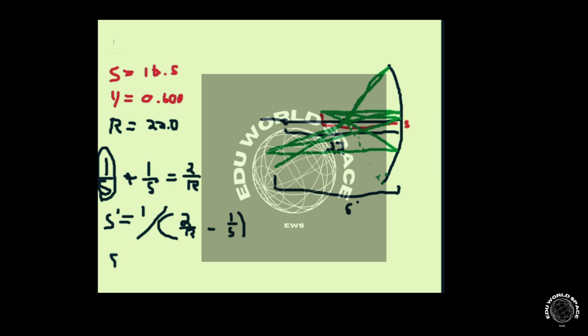Now we can plug our numbers in. So we have S prime equals 1 over the quantity 2 over R, where R is 22.0 centimeters, minus 1 over S, where S is 16.5 centimeters. All right, and then we calculate that out, and we get that S prime is 33.0 centimeters to the left.